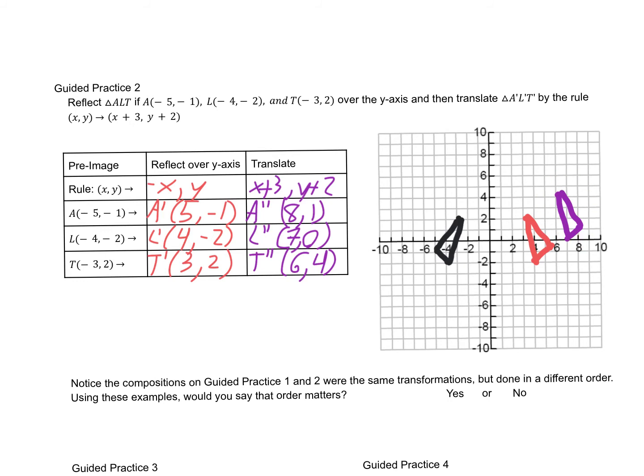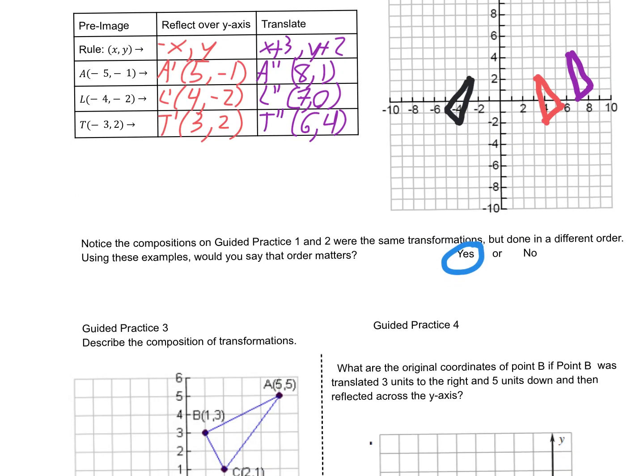So notice the compositions in guided practice 1 and 2 were the same transformations, but done in a different order. Using these examples, would you say the order matters? In fact, because we ended up in different locations, the order does matter. Now we're going to shift gears a little bit.